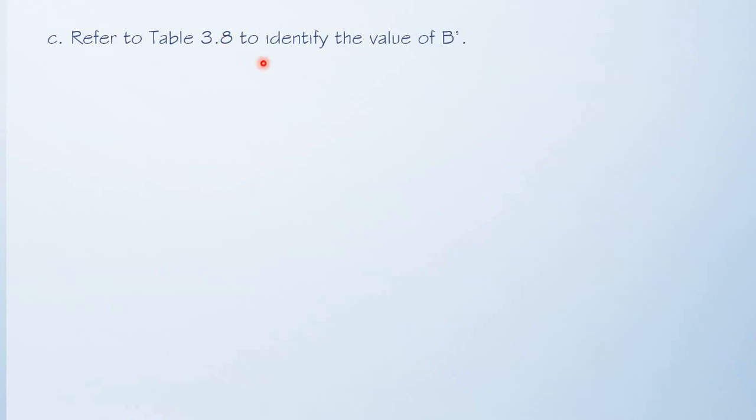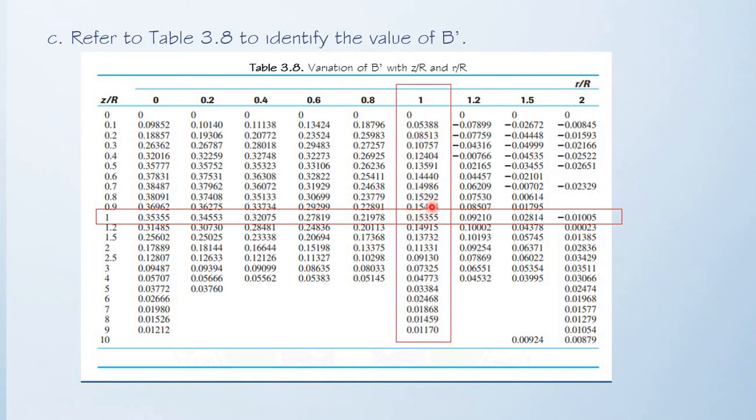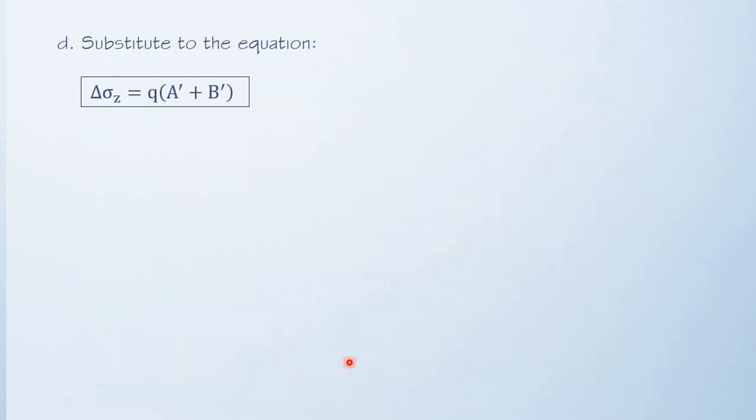Next, we refer to table 3.8 to identify the value of B prime. Again, check the title of the table, variation of B prime, because both tables look alike. Going back, our value for z over R is 1, and for small r over capital R is also 1. Therefore, our value of B prime from the table is 0.15355.